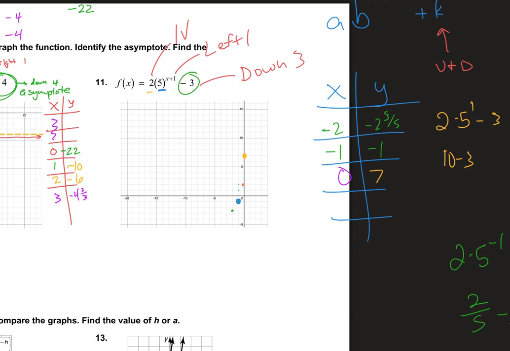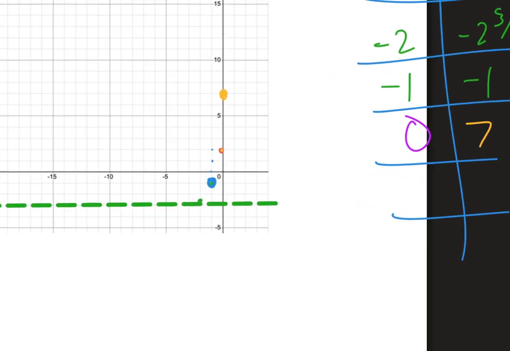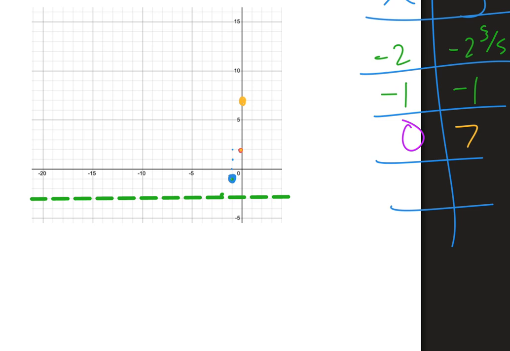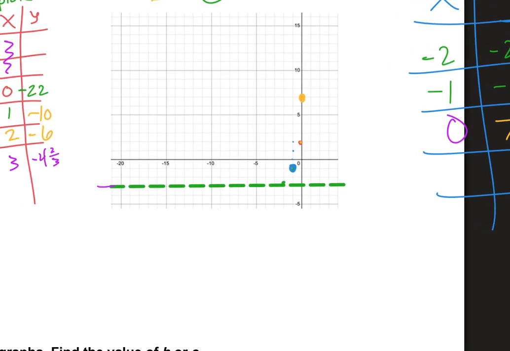asymptote is -3. So let's go ahead and throw that dashed line on that -3 right there. So we will not hit that line. And if you're like, well, you sort of did right there, I mean, again, I'm not perfect in my drawing, but this is what we've got, is we've got a graph that will be very close to hitting -3.